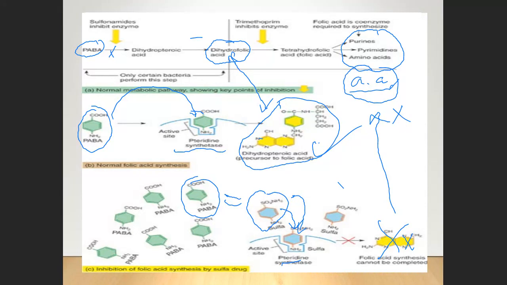Trimethoprim works on the second process over here. Let's say there is no sulfa drug, so the bacteria are able to produce the intermediate products over here. Then what happens? The trimethoprim enters this metabolic pathway and blocks this process. If the process is blocked, there will be no amino acid production. So this is how sulfa drugs and trimethoprim block the metabolic pathway. They are actually blocking different sites, not the same site of the pathway.